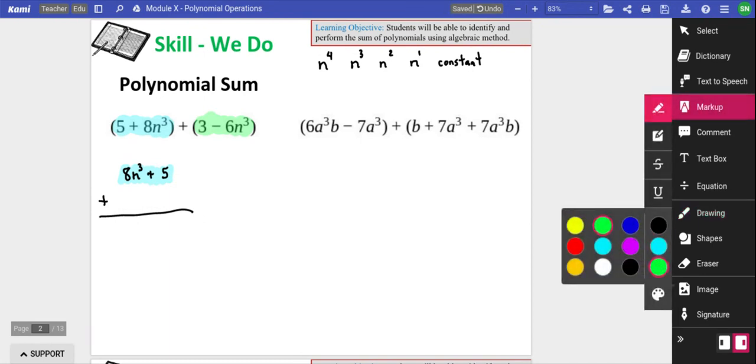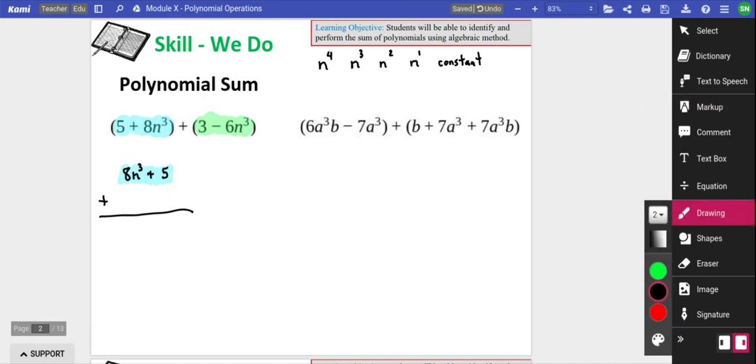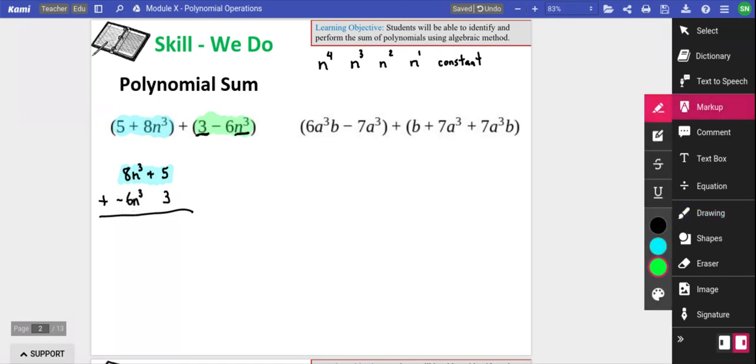We have to write it down and line up the corresponding variables. So we start with 3. 3 is a constant, so we have to put it underneath the 5, which is a constant from the blue one. Then we have a negative 6n cubed. So we have an n cubed right there. We have to line it up with the n cubed. And that one was a minus 6. So this is how we rearrange the second parenthesis.